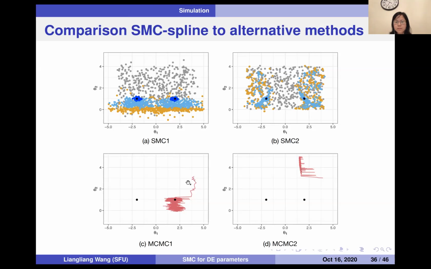So for the MCMC algorithm, using the same computational cost and the same MCMC moves, it has some problems with finding the 2 modes. Depending on the starting value, it may only explore 1 mode. And it's worse if we use the ODE solvers. So you can see the samples are far from the true values.